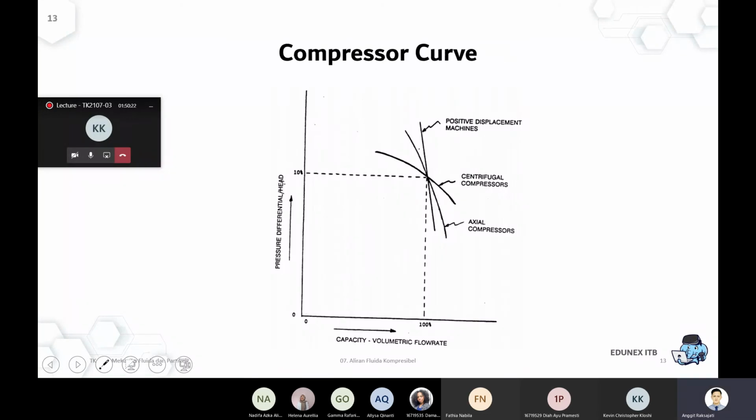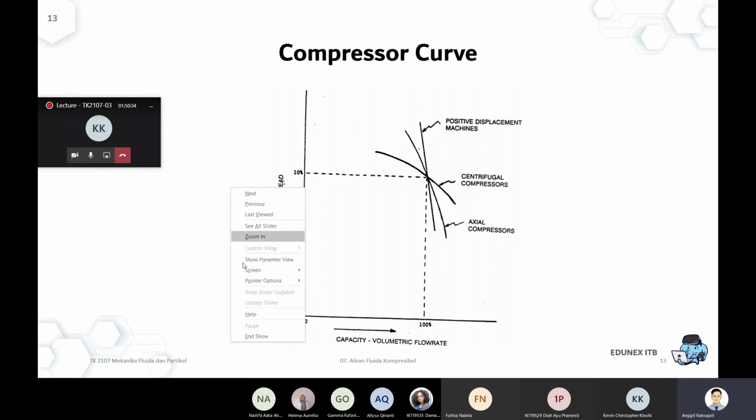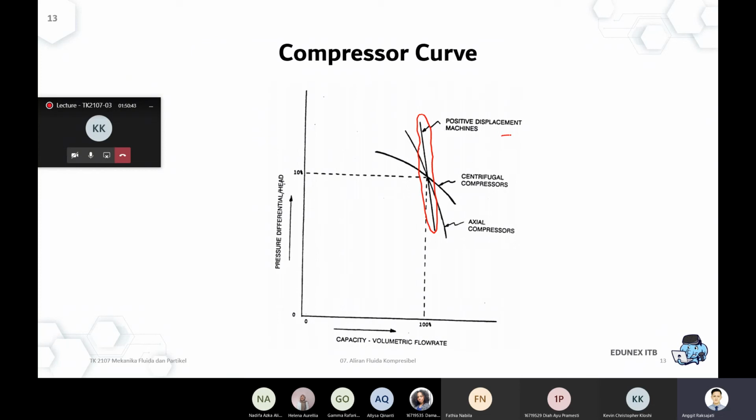Compressor curve, again, you have a centrifugal curve, but you don't have a PD compressor curve. Almost like a straight line. Not flexible at all. Very similar to a PD pump.